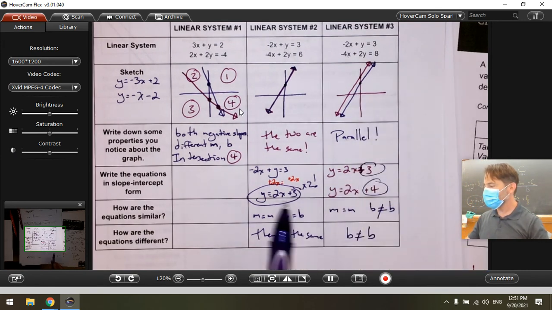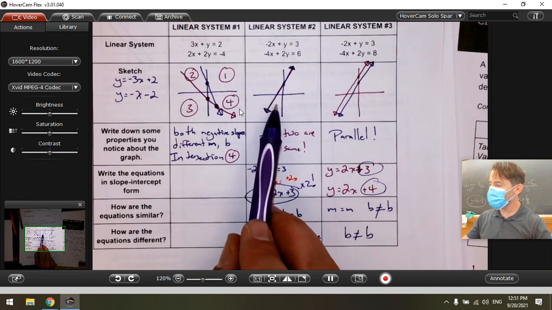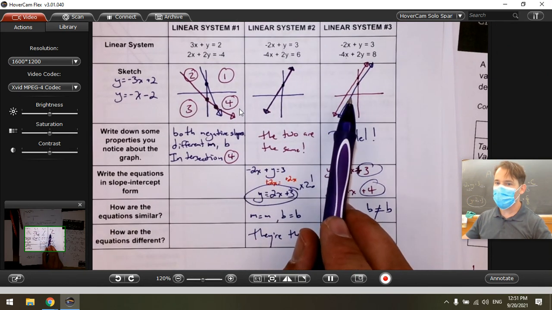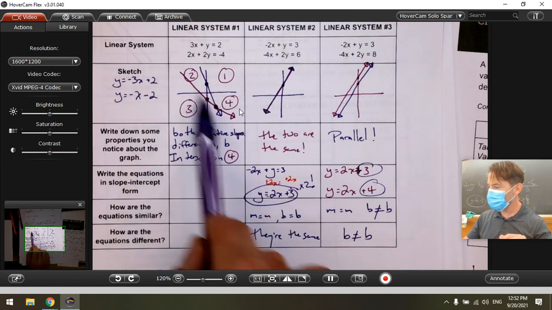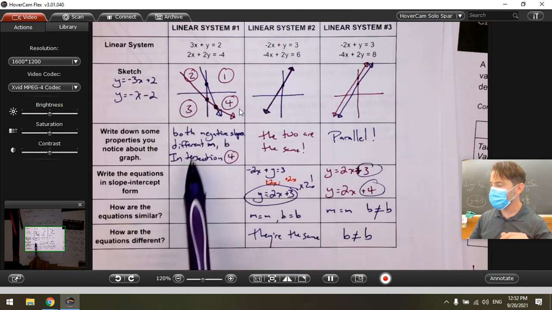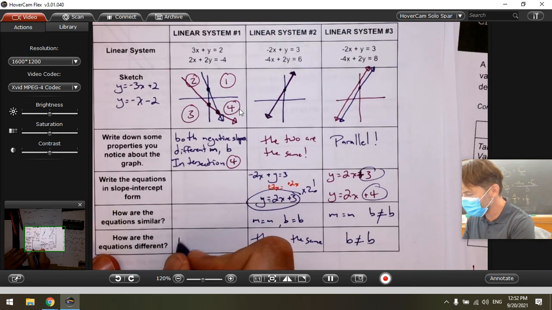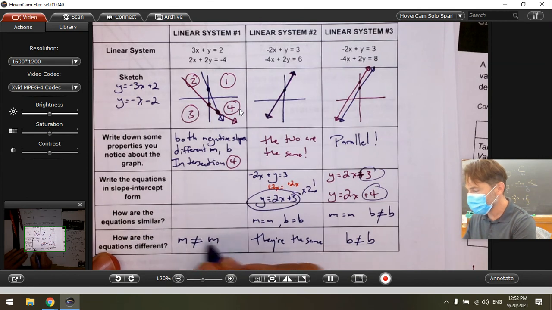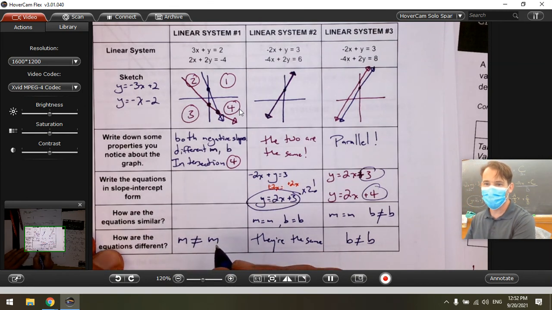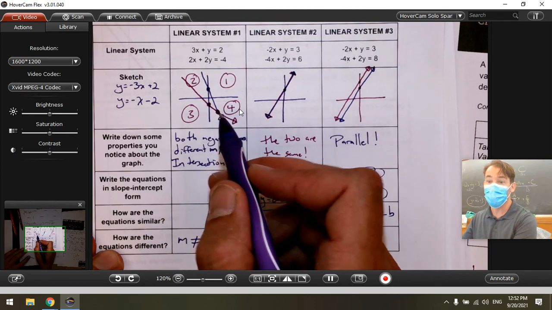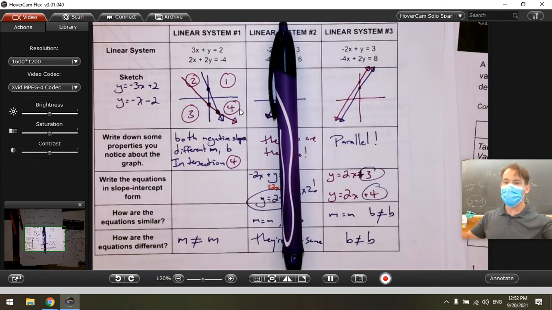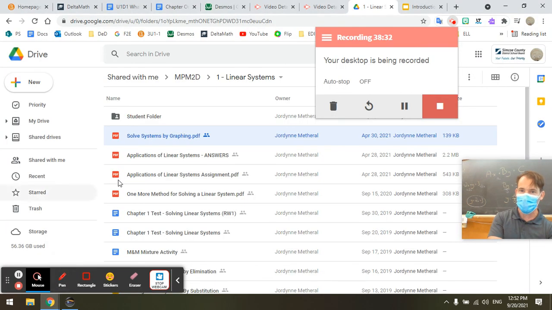So that's how I noticed 2 lines are the same: infinite number of solutions. The 2 lines are parallel: no solutions. And the 2 lines touch at one point means that the 2 slopes must be different. So the equations are similar, the equations different. m does not equal m for these. The 2 slopes do not equal one another. And then we have equations that will meet at one point and one point only. So those are the 3 different situations that are possible when we look at 2 lines in the xy plane. After the break, we'll take a look more at how we find the exact point of intersection using a graph.